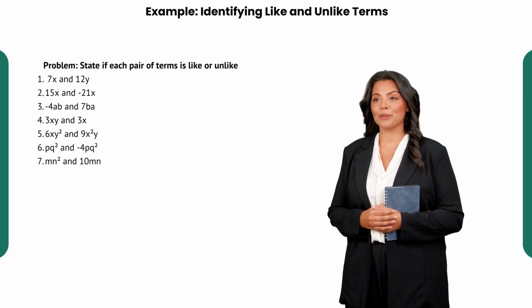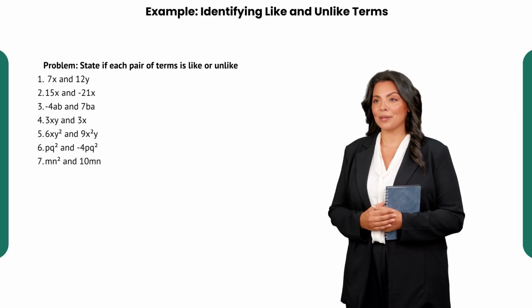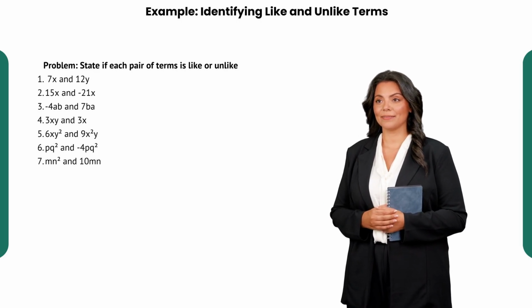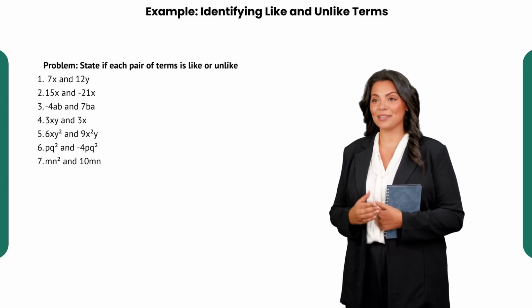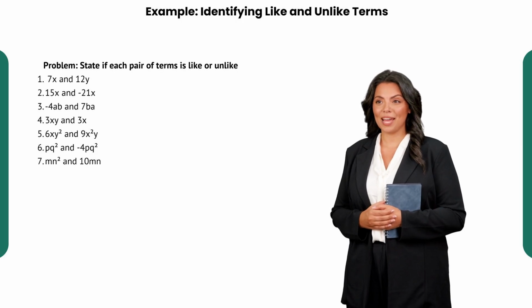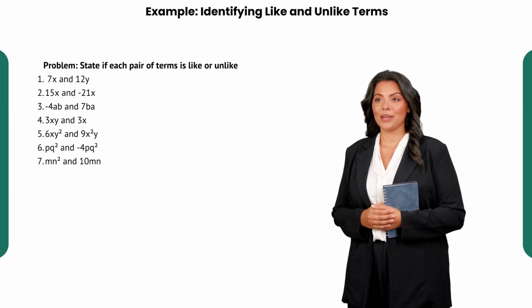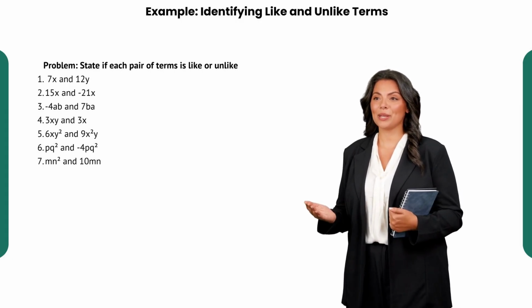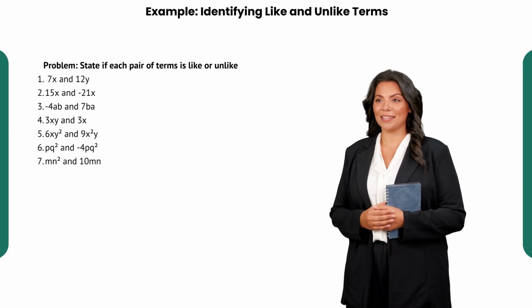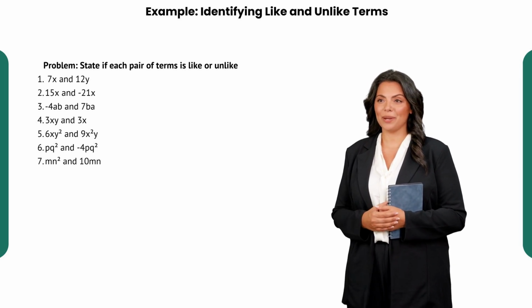Pair 5, 6xy squared and 9x squared y. The powers differ for x and y in the two terms. Hence, unlike terms. Pair 6, pq squared and negative 4pq squared have the same variables raised to the same powers, so they are like terms. Pair 7, mn squared and 10mn differ in powers on n. They are unlike terms. Can you try adding the coefficients of the like terms pairs?